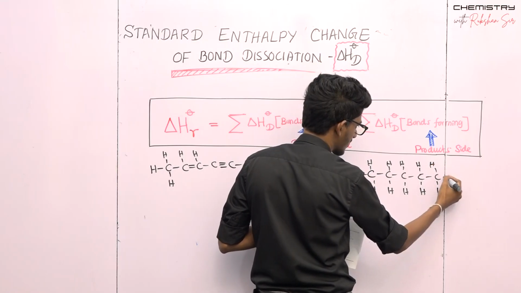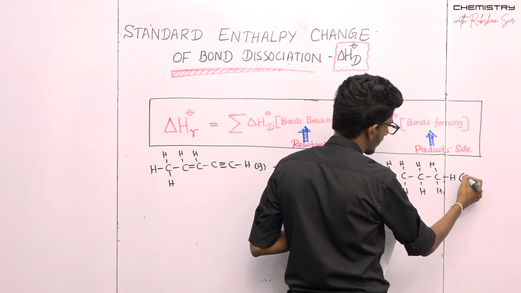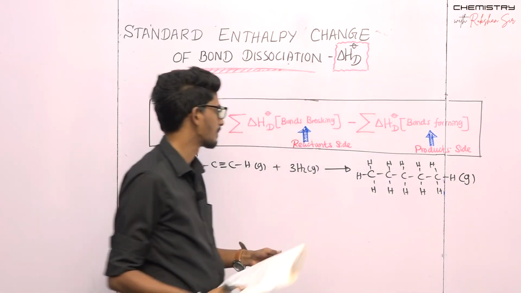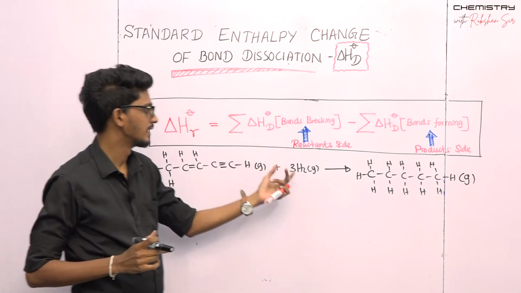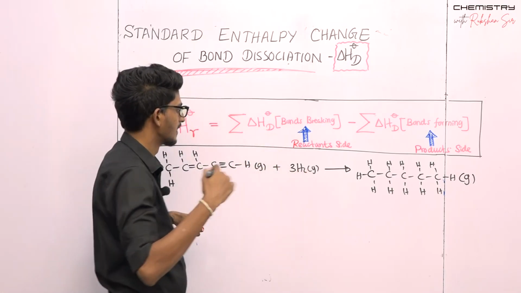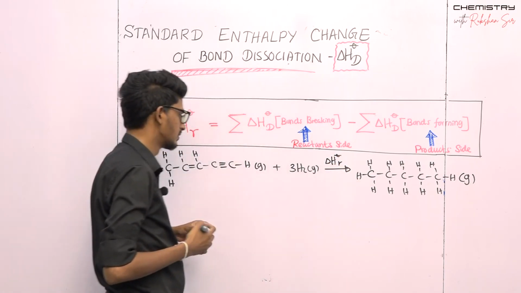So keep that in mind. To apply this equation, all the things should be in the gaseous state. If not, you can't apply the bond dissociation values. Delta H of dissociation values can be applied only if you are supposed to break gaseous bonds. This is delta H of reaction that we need to find.